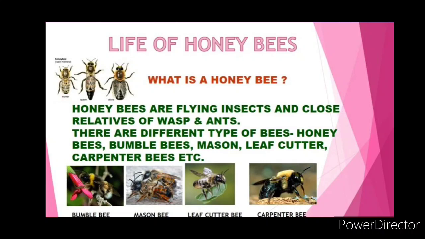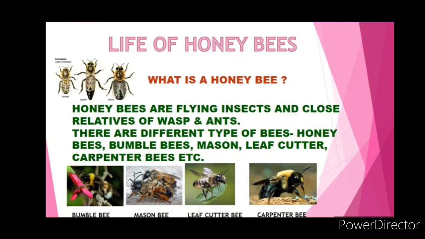There are different types of bees. So what are the different types of bees? Honeybee, bumblebee, mason bee, leaf cutter bee, carpenter bees, etc. So apart from the honeybee, we have read about the honeybees. But apart from honeybees, there are several other types of bees also. What are those? The bees may be the bumblebee.